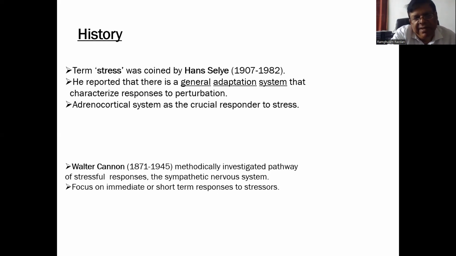Walter Cannon, born in 1871, died in 1945, methodologically investigated the pathway of the stress response, the sympathetic nervous system, focusing on the immediate and short-term response to stress.